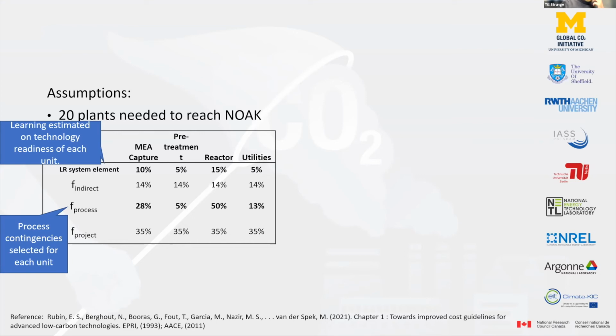At the same time, this is also suggested in the hybrid method, which we follow, which was published by Ruben. You see this down in the reference list. The process contingencies are now selected for each unit and not for the entire process. So they are also dependent on how far your development is for each unit. Next slide, please.